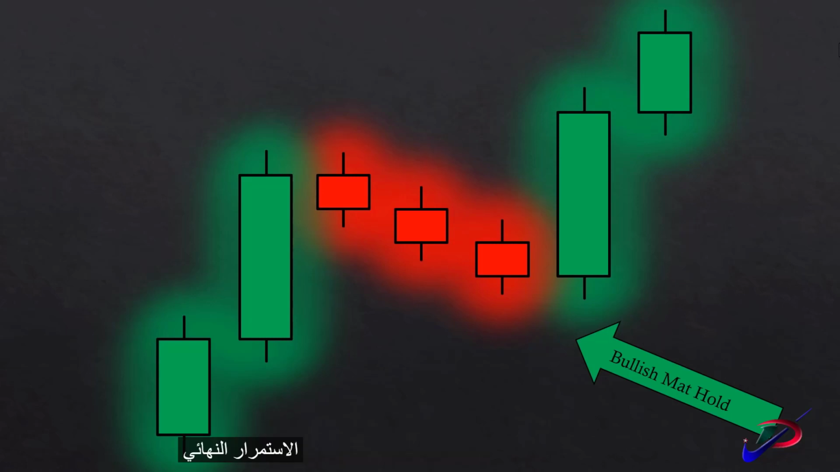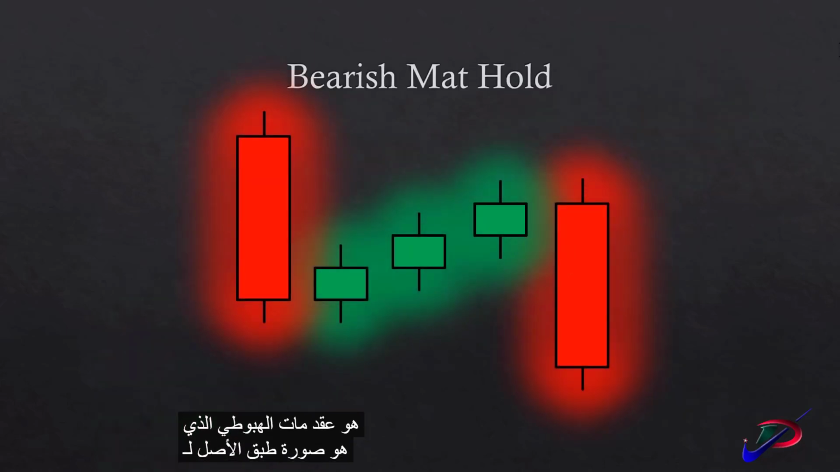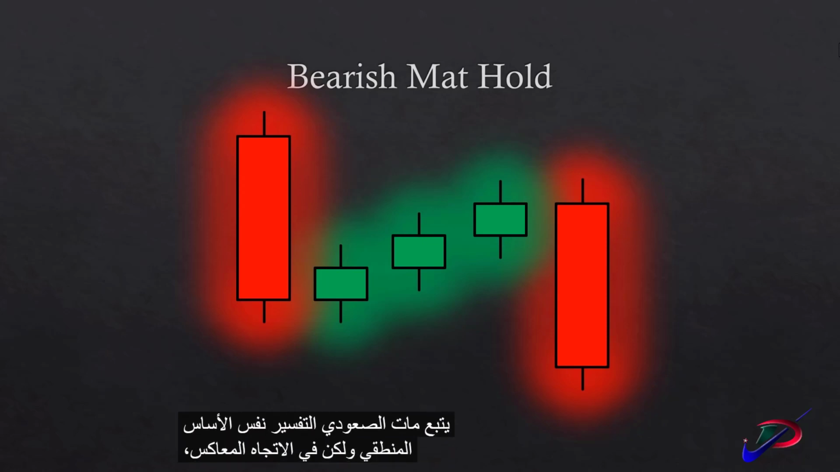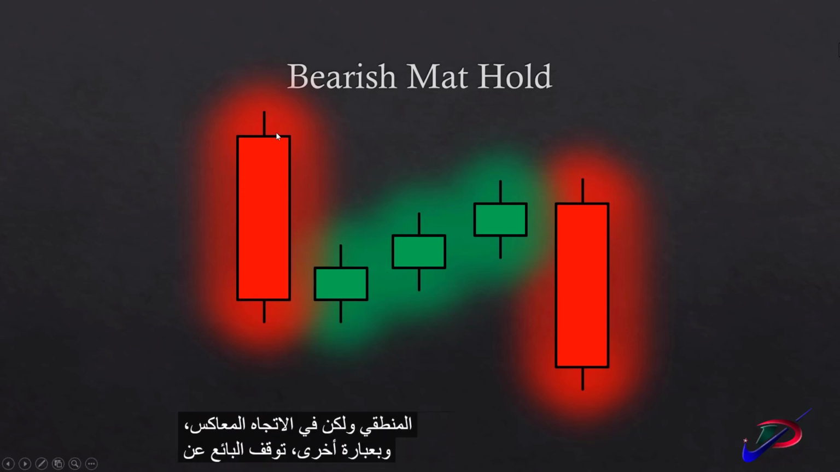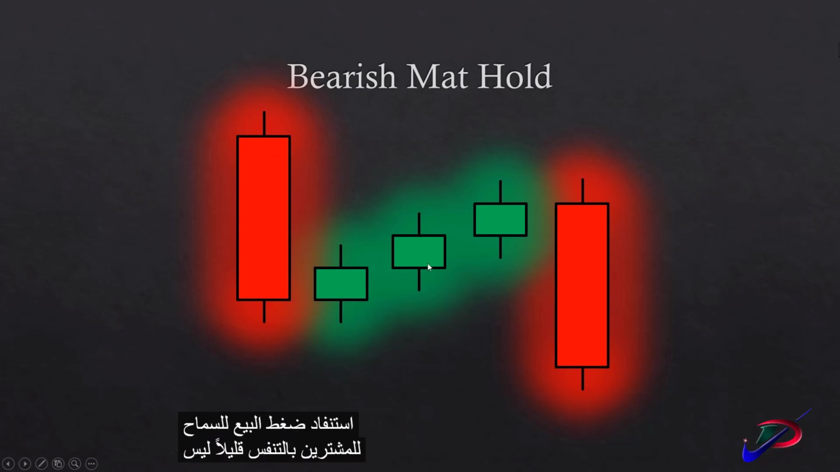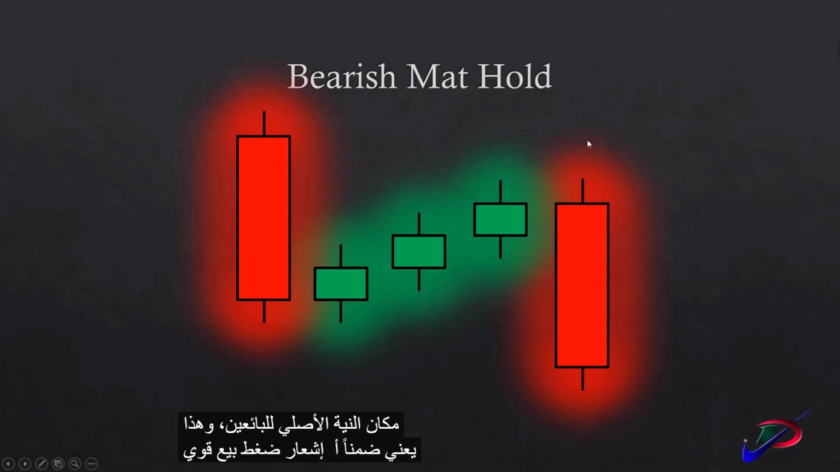The final continuation pattern is the bearish mat hold, which is the mirror image of the bullish mat hold. The interpretation follows the same rationale, but in the opposite direction. In other words, sellers stop the exhaustion of their selling pressure to let buyers breathe a little bit, but not enough to rise the market up until the original place of intent of sellers. This implies a strong selling pressure.